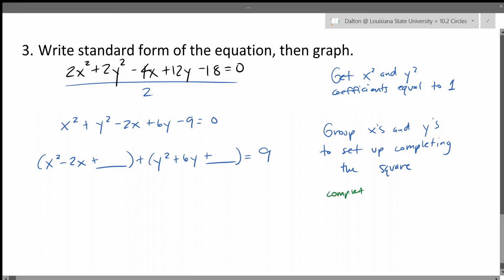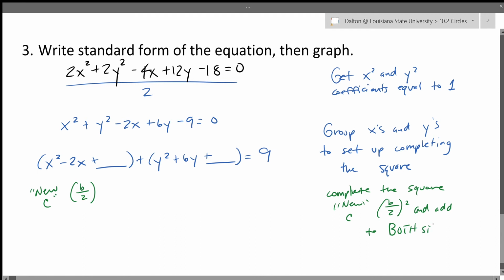So brownie points if you remembered how to do this without me having to say this next part. But completing the square, when I find that new c, that's found by doing b over 2. Well, let me write this over here. Your new c is found by doing b over 2 squared and add to both sides. So find b over 2 squared and then add to both sides.